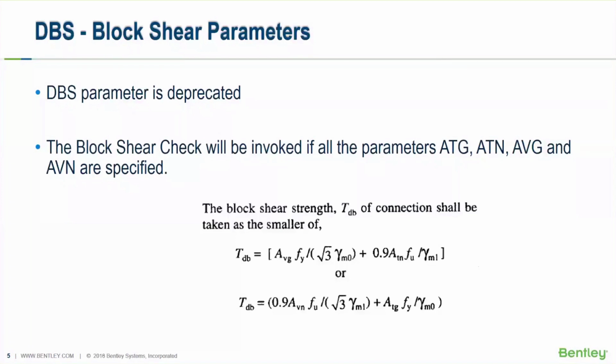Apart from that, if you want to do this check, which is the design block shear check, you need to define 4 parameters: the ATG parameter, ATN parameter, AVG parameter, and AVN parameter. These are the 4 parameters which are required. If you look at the equations, these are the areas required to perform the block shear check. If I provide these, STAAD will perform the block shear check for you.